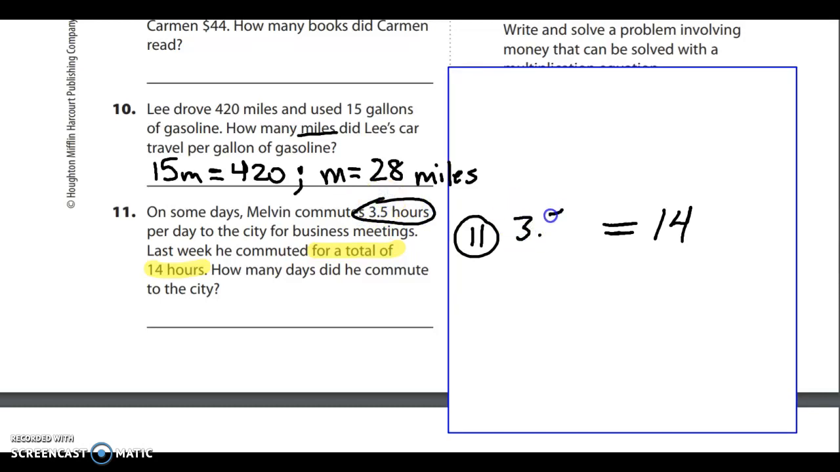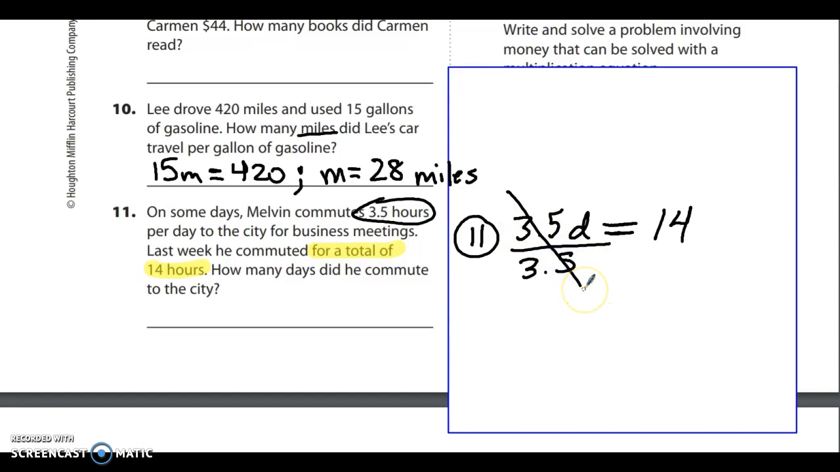So it's going to look like this. I'm going to put D because it says how many days. 3.5 hours is how long it takes him to commute on some days. We're just not sure how many days it is. So I put a D there. So if I do 3.5 times D, I'm going to get 14. And this is a multiplication equation. How do I solve a multiplication equation? I solve by dividing. So I'm going to divide by 3.5.